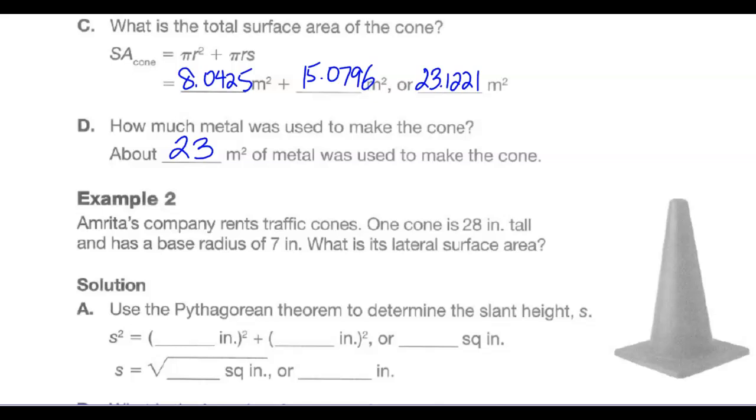All right, and then traffic cones. I've seen these a lot. You use them in gym class. These ones are bigger, probably, than the ones you use in gym class, but same deal. It says Amrita's company rents traffic cones. One cone is 28 inches tall and has a base radius of 7 inches. What is the lateral surface area?